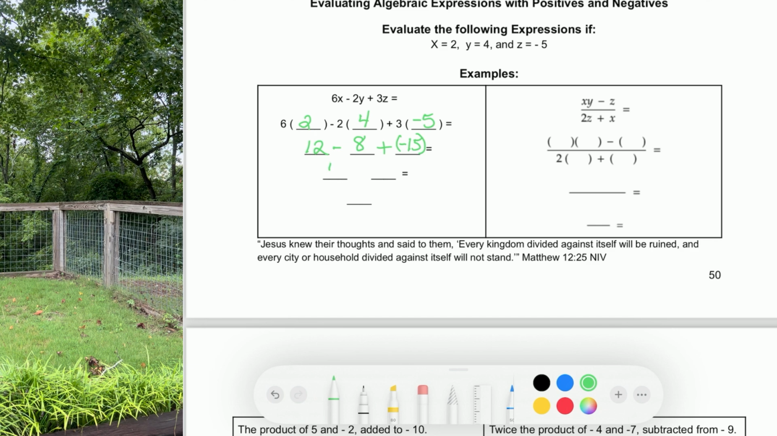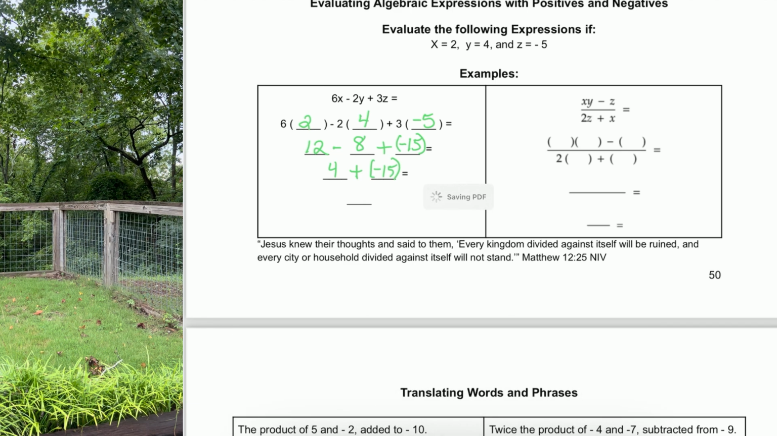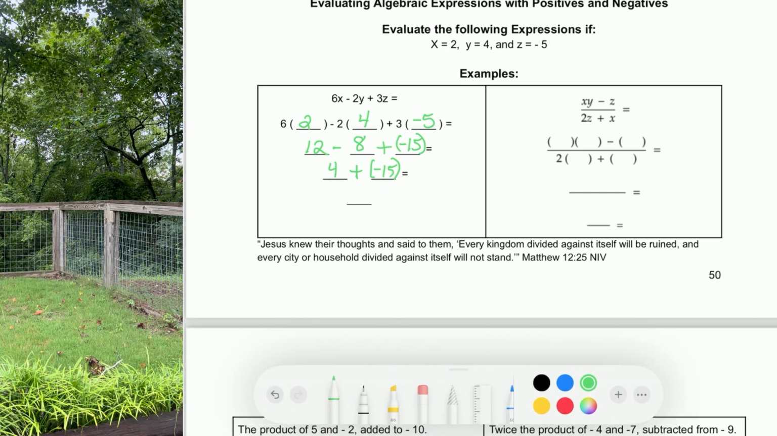I need to go left to right. 12 minus 8 is 4. And then I'm going to bring down my plus negative 15 because I haven't done anything with that yet. 4 plus negative 15, they have different signs, so we need to take the difference and keep the sign of the larger. So the difference between 4 and 15 is 11, and the 15 is greater, so our answer is negative 11.